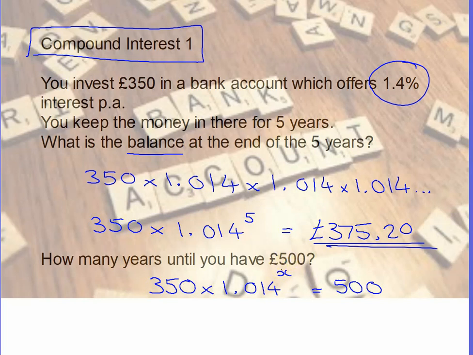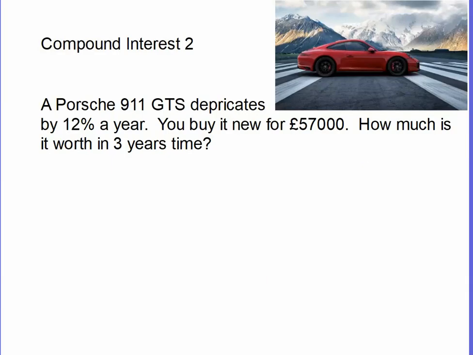Now, if you put 26 in here, which I'm just going to do, so it's 350 times 1.014 to the power of 26, you get just over 500. You get £502.41. Now, if I was to put 25 in there, you'll see that it comes just under £500. So you've got to wait 26 years to get £500. But like I said, this isn't realistic, it's just a little problem. This one's slightly better, as a very nice car, well out of my price range.